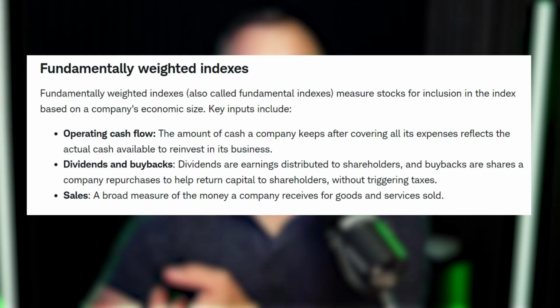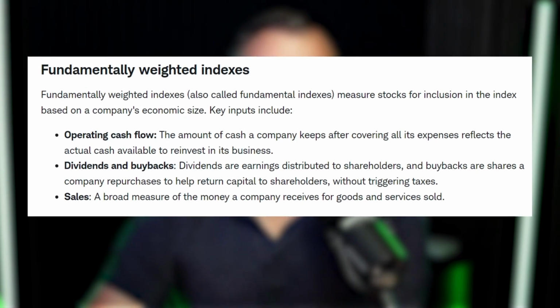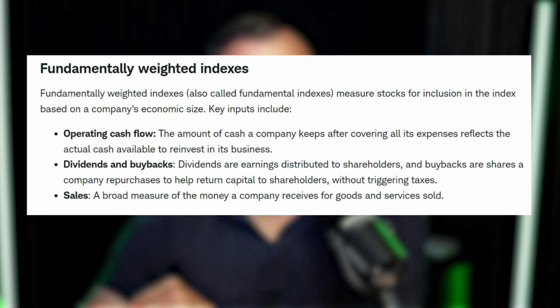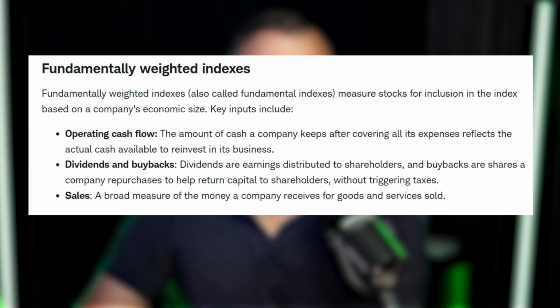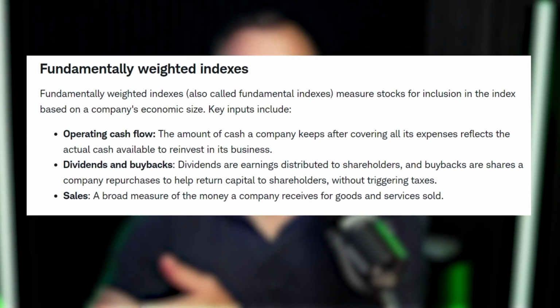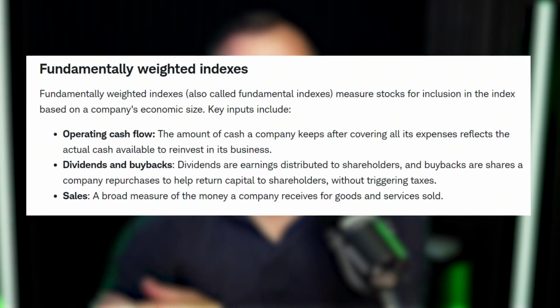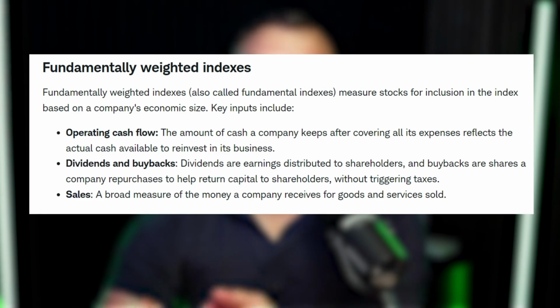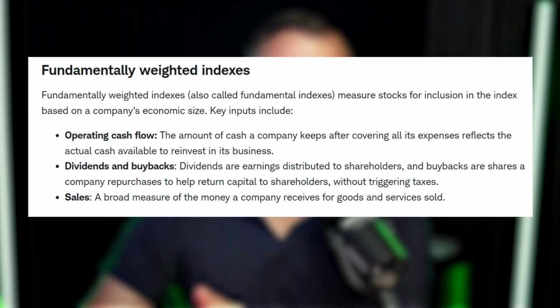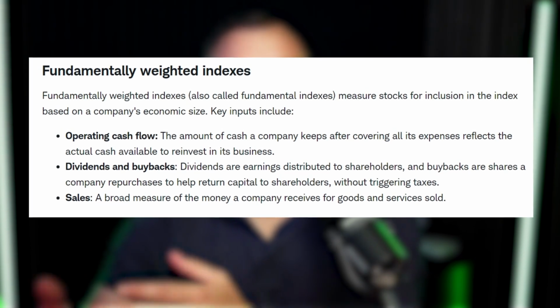The amount of cash a company keeps after covering all of its expenses reflects the actual cash available to reinvest in the business. Dividends and buybacks. Dividends are earnings distributed to shareholders, and buybacks are shares a company repurchases to help them return capital to shareholders without triggering taxes. And then you have sales, a measure of the money a company receives for goods and services sold.